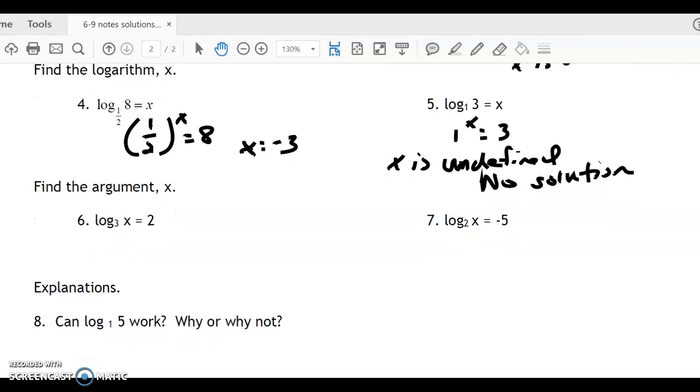Next problem is to find the argument x. 3 to the 2nd equals x. So x equals 9. Number 7, 2 to the -5th equals x. So x equals 1 over 32.